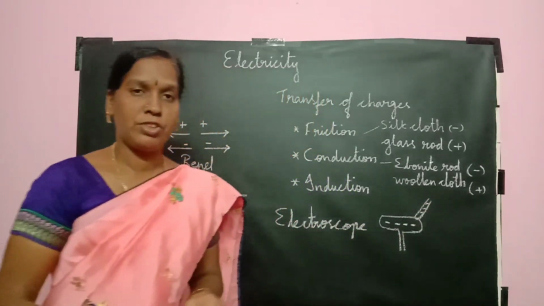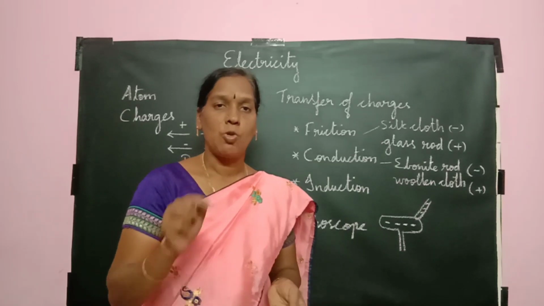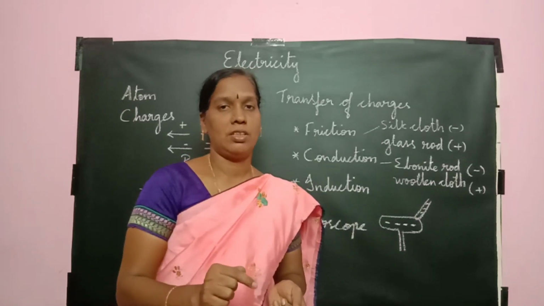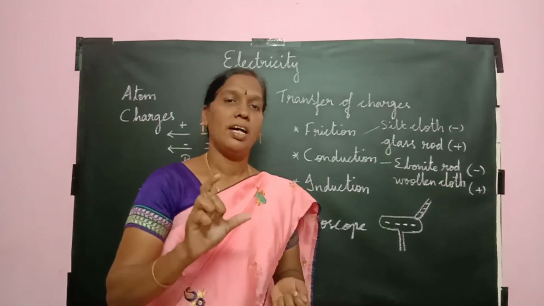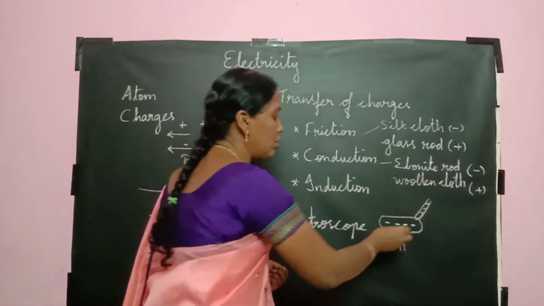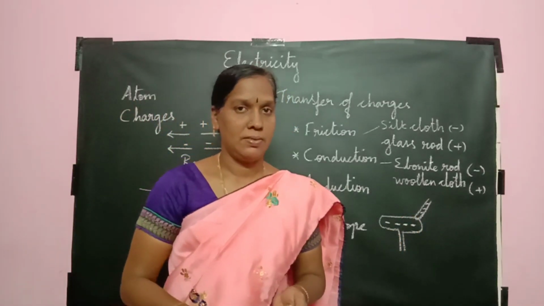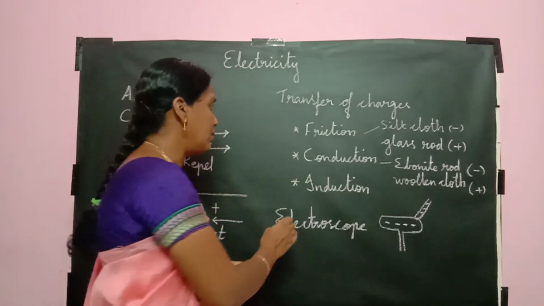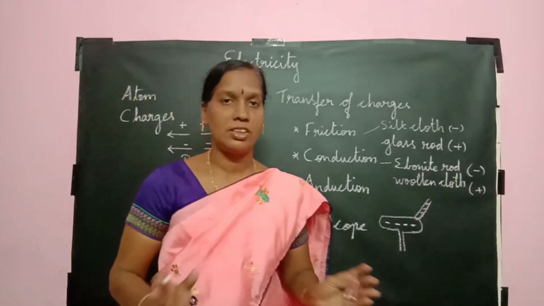So the transfer of charges in conduction takes place only by touching. When we touch, the electrical charges get transferred to the other body, and the same type of charge is transferred. This is said to be transfer by conduction. And the third case is transfer of charges by the induction method. Induction means without touching the object.